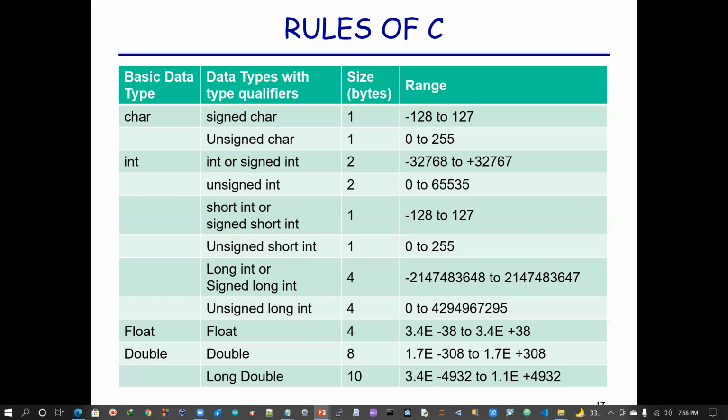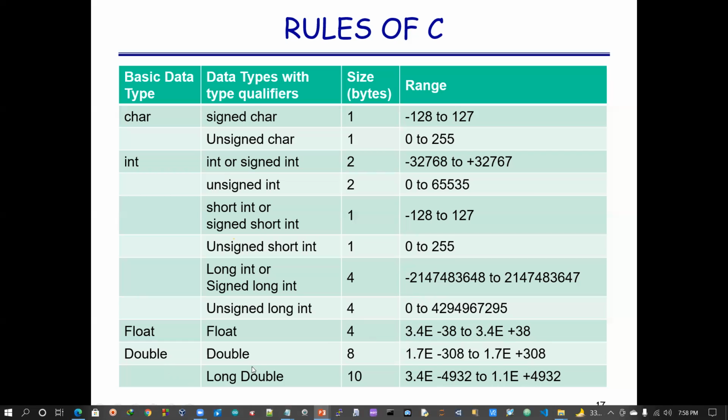Now coming to the float. In the float, as you know, the size is 4 bytes, and this is the range. You have to remember 3.4 e power minus 38 to 3.4 e power plus 38. What do you mean by e plus 38 and e minus 38? That is 3.4 times 10 to the power of negative 38, and 3.4 times 10 to the power of positive 38. That is the point.